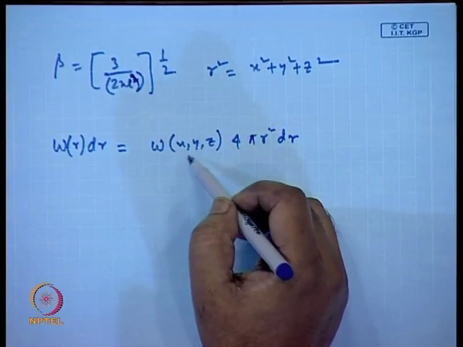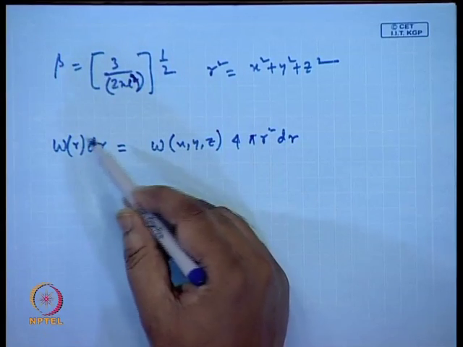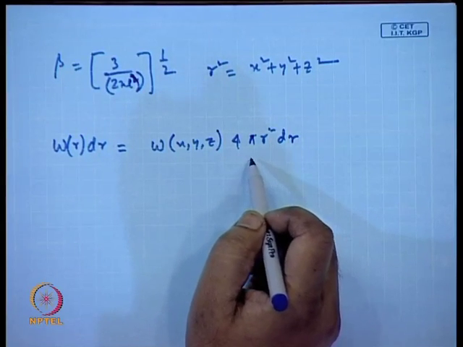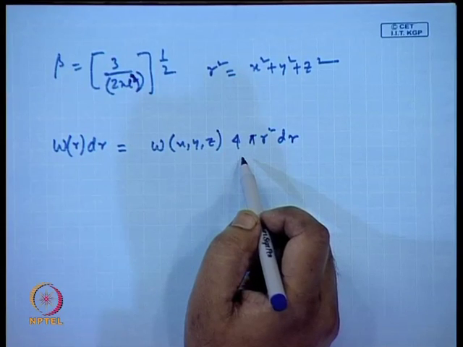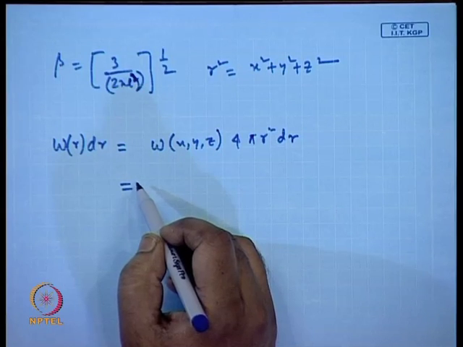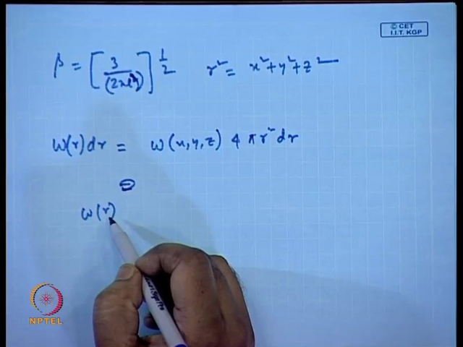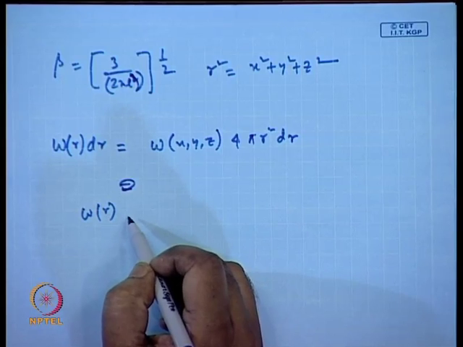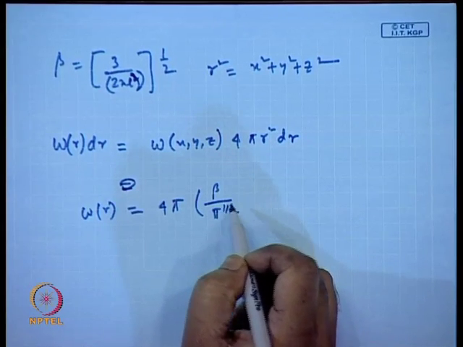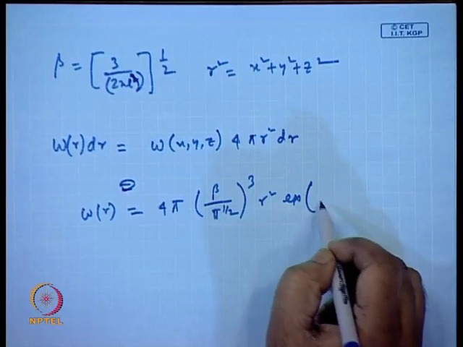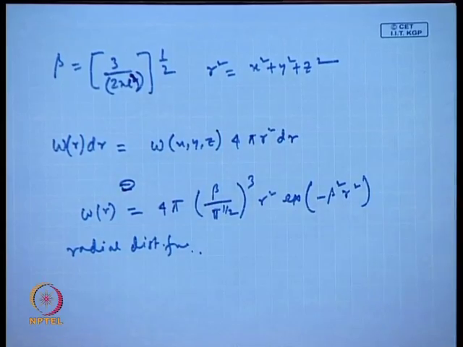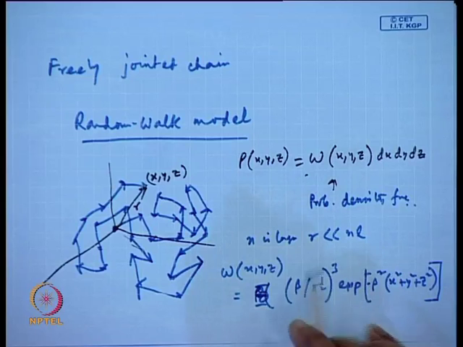So, this is the probability distribution function. The total probability of finding the other chain end at a distance r would be the probability distribution function multiplied by the volume element. And this W(r) is then given by this, which is the radial distribution function, and in the other case it was the Gaussian distribution function.